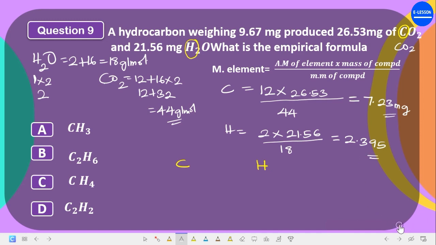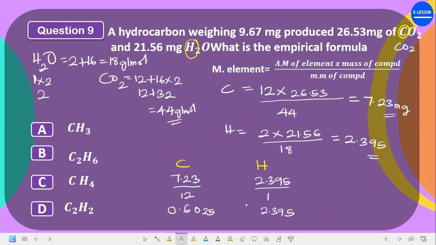What do we do? The next thing we do is to bring out the individual masses now. The first one you have is 7.23 for carbon, and hydrogen 2.395. Now divide by their atomic masses. Atomic mass of carbon is 12. Atomic mass of hydrogen is 1. So when you divide by the atomic mass, that of carbon will give us 0.6025, and that of hydrogen will still remain 2.395 because anything divided by 1 is still the same thing.